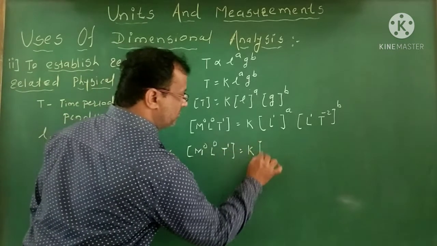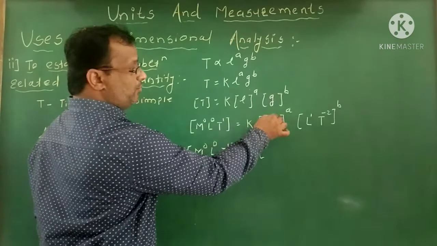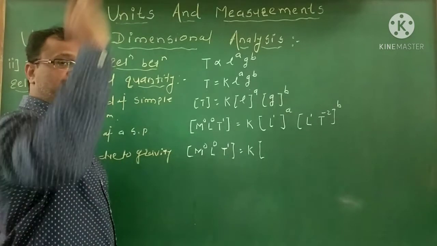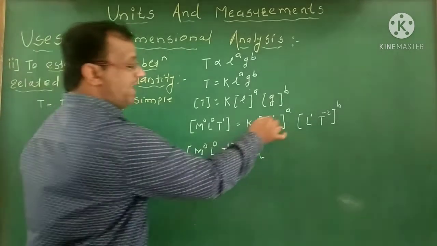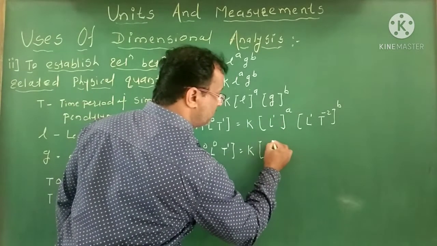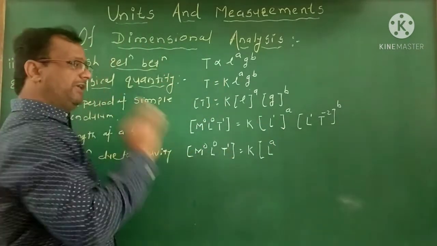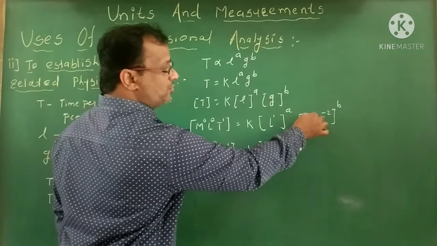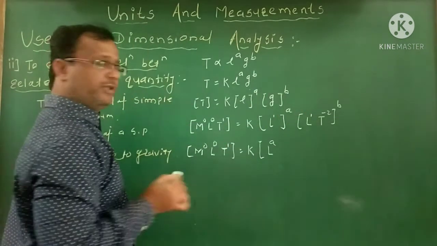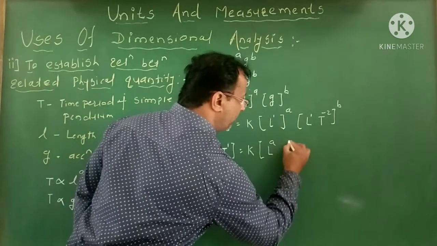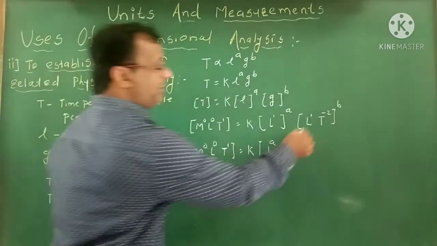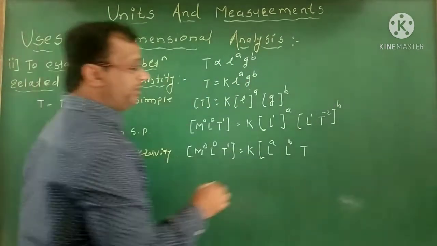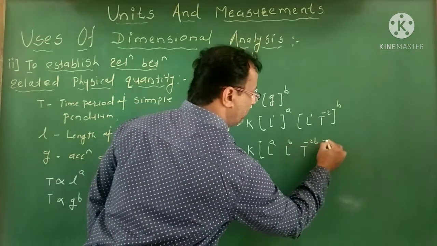Again, K is also as it is. Then L raised to 1 raised to A. Just like A raised to m raised to n gives A raised to mn, as per that we get L raised to 1 into A, which is nothing but A. Similarly, here L raised to 1 raised to B gives simply L raised to B. And now T raised to minus 2 raised to B gives T raised to minus 2B.